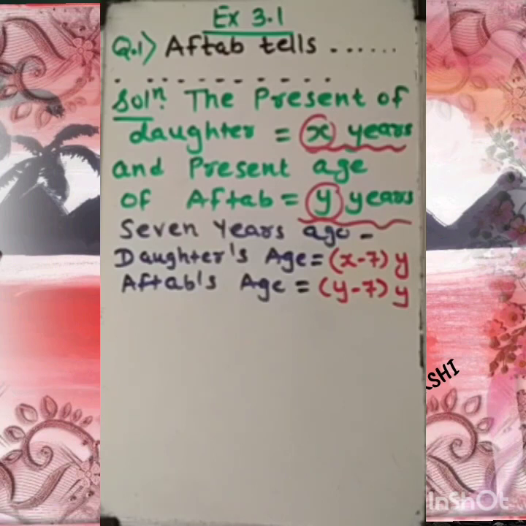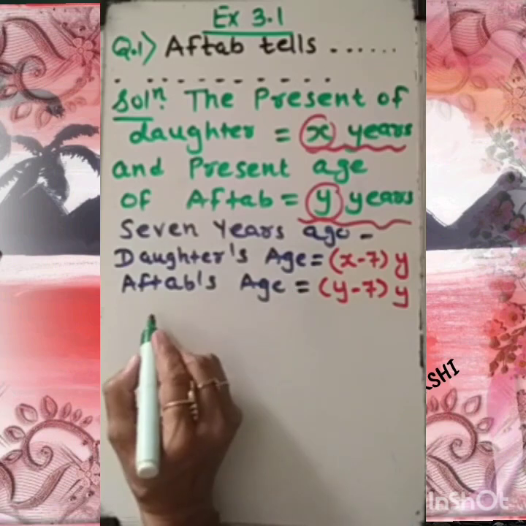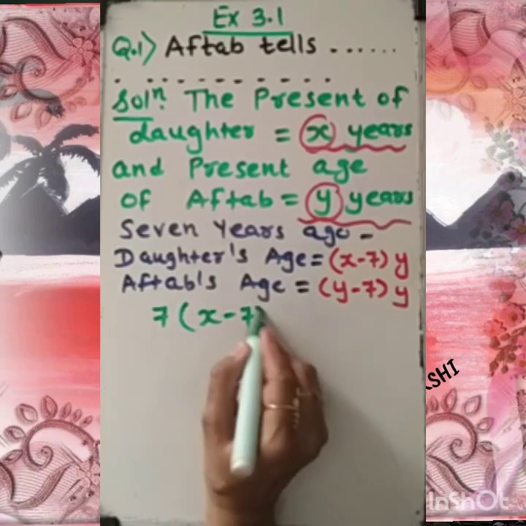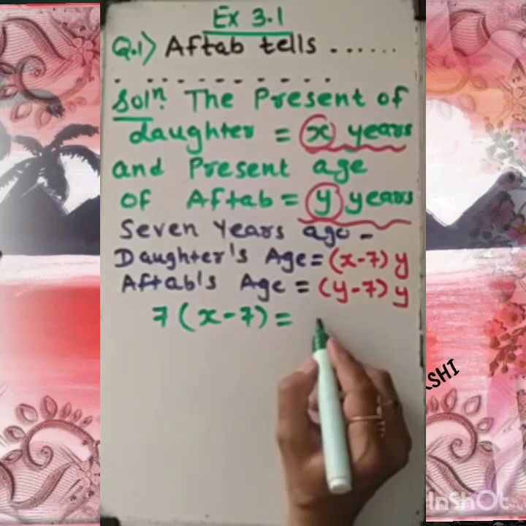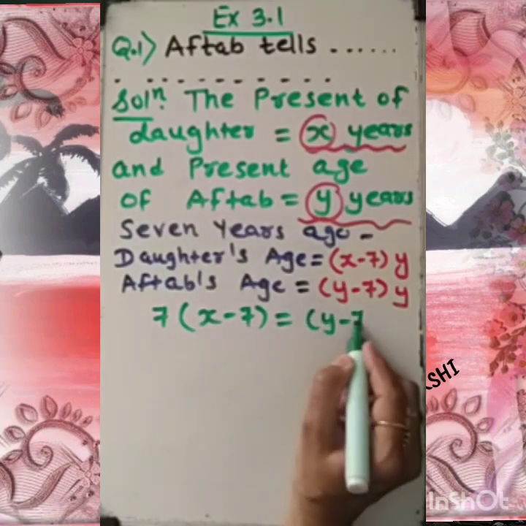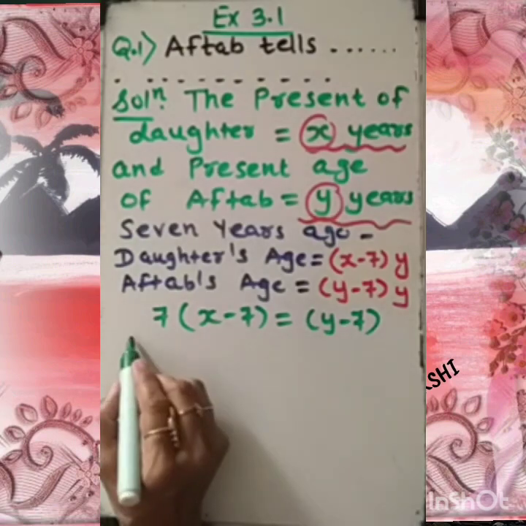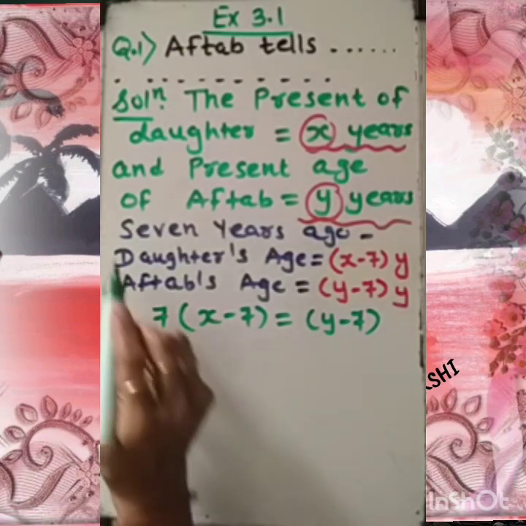Okay. The statement now says, I was 7 times. I was means who? That is the daughter herself. She is 7 times Aftab's age. This is the first equation. Okay. So we can solve it here also along with that. This is case 1.